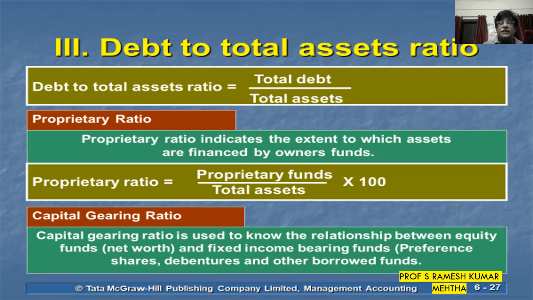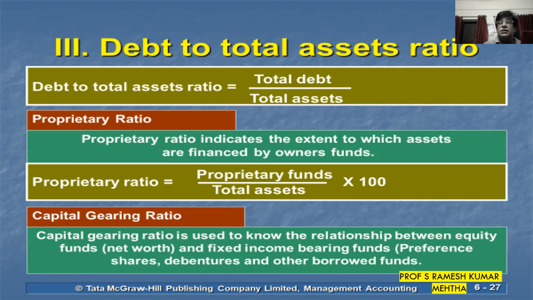What are these fixed income bearing funds? These are headaches. What do you mean by headaches? Preference share capital is a headache, because on this preference share capital, you have to pay a committed preference share dividend every year. Another fixed income bearing fund is debentures. The debentures are the instruments where you have to pay a fixed rate of interest every year. So it is a headache. Next one is bank loan. If you have taken a loan from the bank, these are fixed expenses bearing funds. You have to pay interest irrespective of whether you make a profit or not.